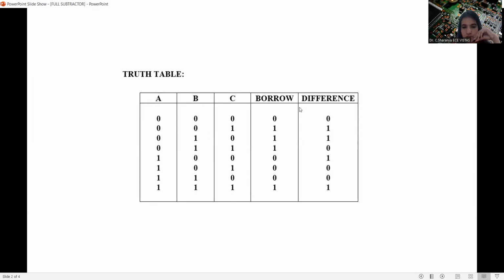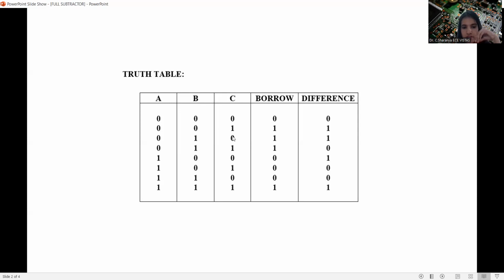Now going to the outputs, here we will be having two outputs for any subtractor, that is the borrow and the difference. So we should be knowing the basics of binary subtraction to complete this tutorial. So let us start with the first number, 0 minus 0 is 0. So we have 0 for both borrow and difference. 0 minus 0 is 0, 0 minus 1 is difference 1, borrow 1 according to the binary subtraction rule.